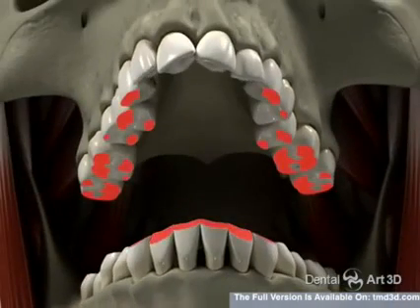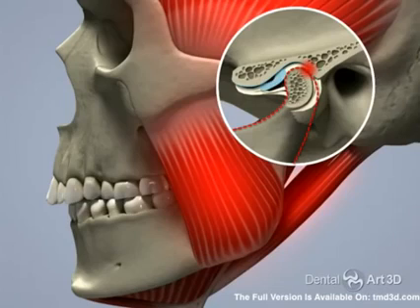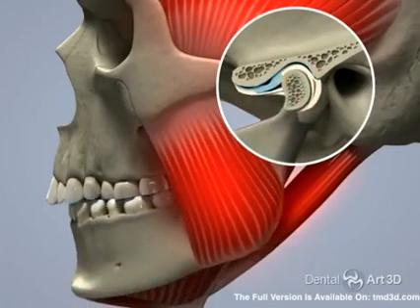In time, joint degeneration occurs. The joint becomes deformed, and the ligaments of the joint become damaged. As a result, the TMJ disc can get trapped in front of the condyle. While the click may go away, limited mouth opening will occur.